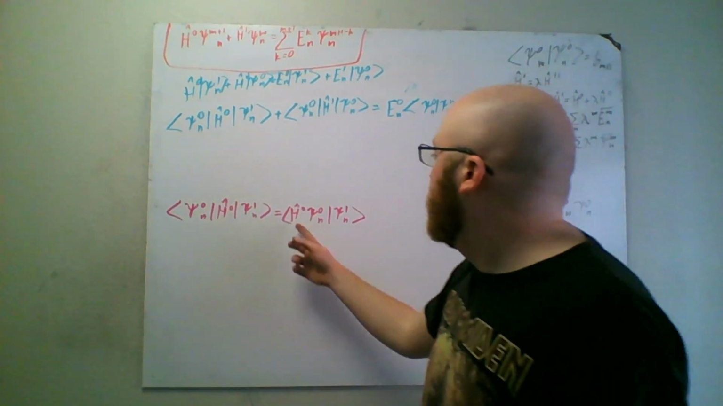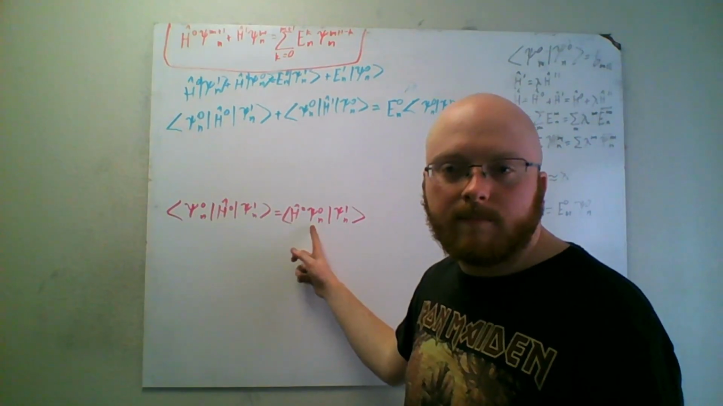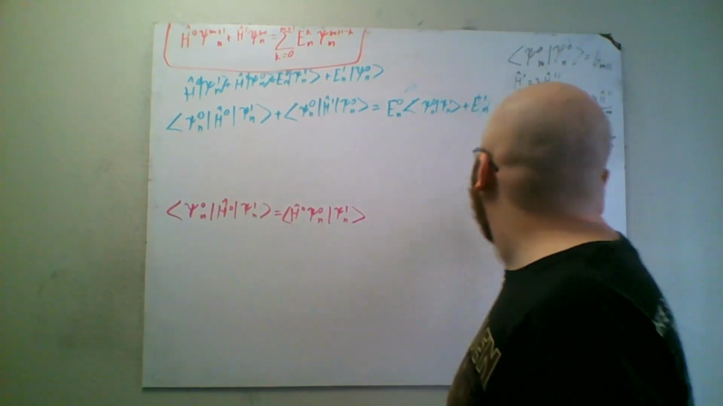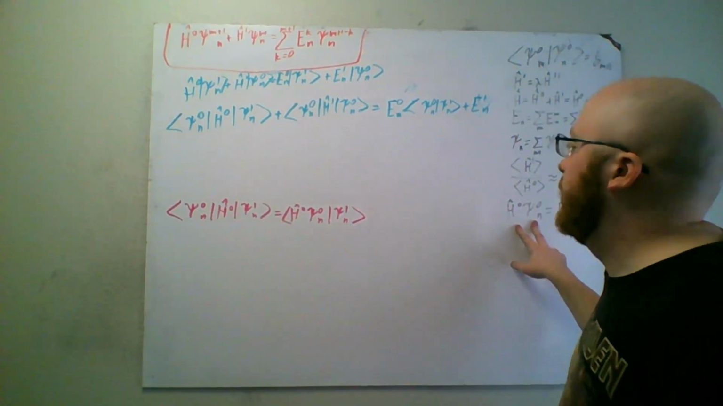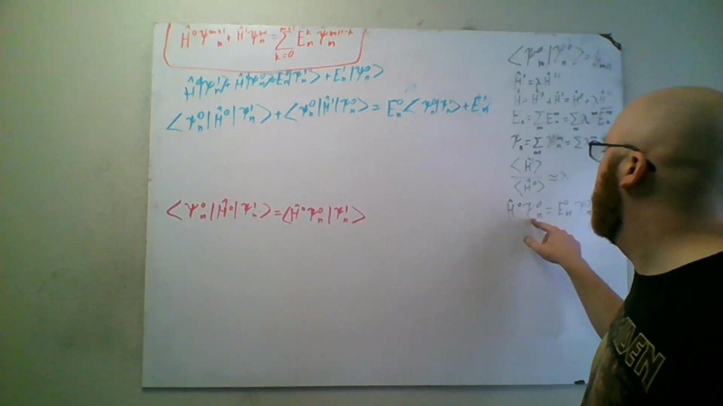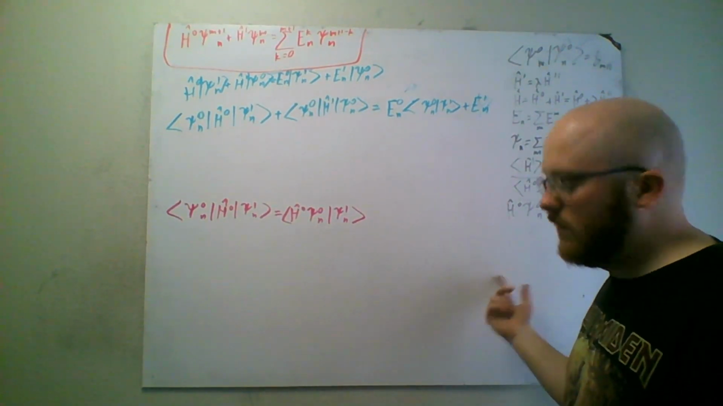But yeah, so you take this operator applied to here, and because we already solved the Schrodinger equation for this state, we know what this operator does to it, and it just turns this into a constant.